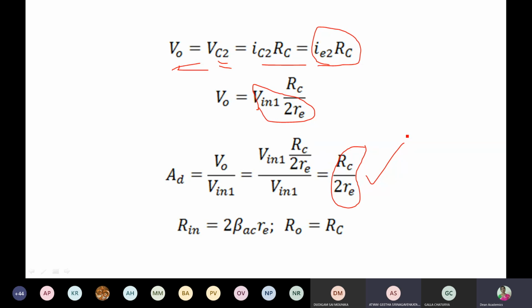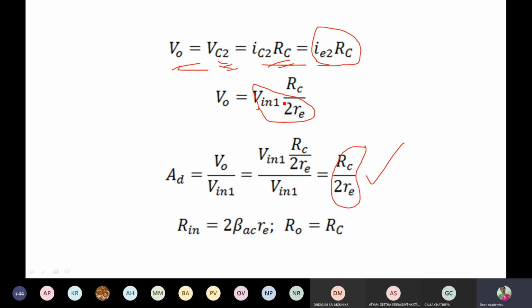Single input, balanced output. Right. Good. Single input balanced output differential amplifier means we have taken V0 equal to Vc2 minus Vc1. Now it is unbalanced output, so we are considering only Vc2. Only Vc2 means just Vc2 corresponding values we are substituting.